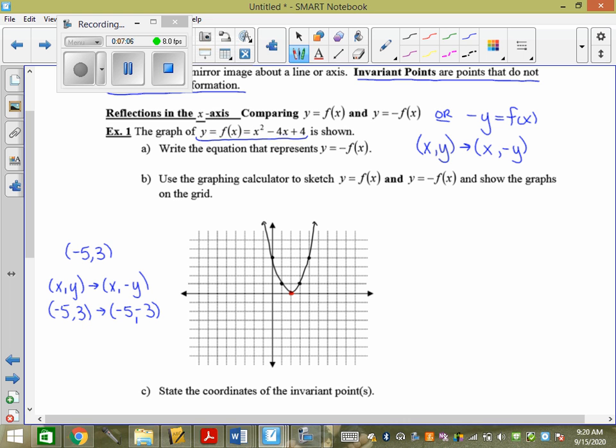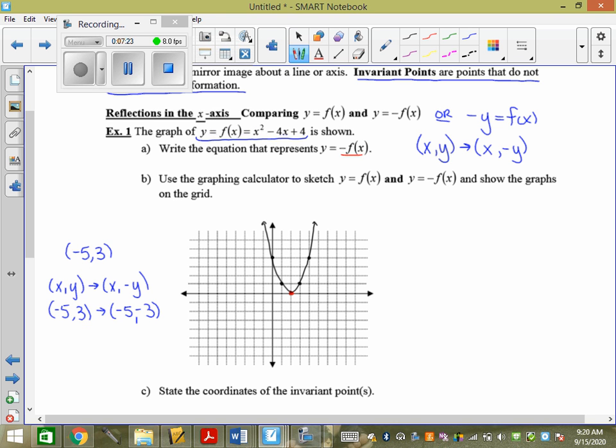So in grade 10, you were taught to make t-tables, right? So that you could get input, output. The calculator does it for you in the second graph. All right. Now it says write an equation that represents that. Okay.